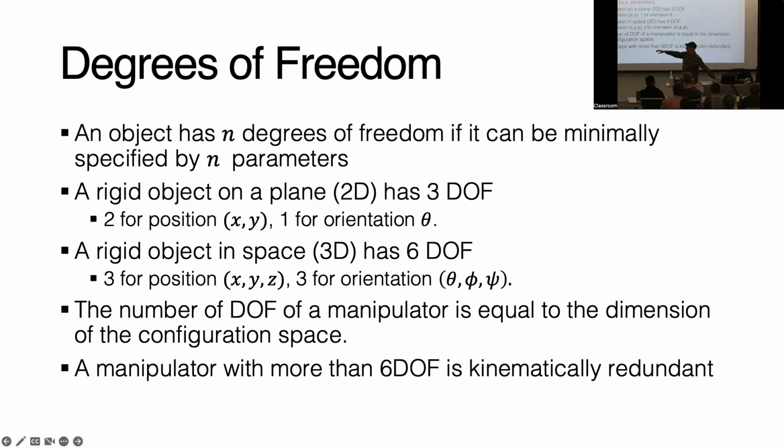Each joint on the manipulator will add another dimension to this configuration space. So you can have more than 6 degrees of freedom. You can have manipulators with 7, 8, 9 degrees of freedom. And once you get above 6, because we can specify the position and orientation of an object with 6, you have what's called a kinematically redundant manipulator. That is, 2 or more of those degrees of freedom will control the same motion in configuration space, okay? And so you can have these redundant degrees of freedom.